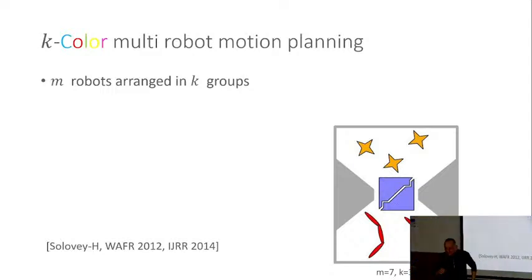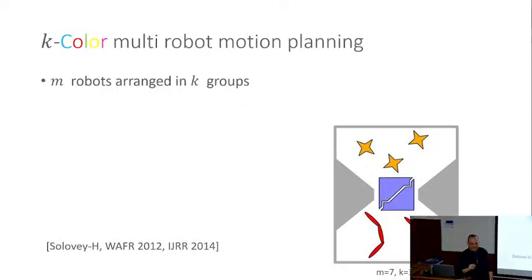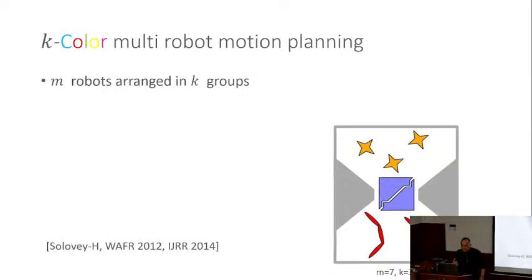So let me explain a very simple problem where we gain deeper understanding. I need to define what is K-color multi-robot motion planning. I have many robots, M robots, but they are arranged in K groups. And within each group, the robots are identical. In fact, indistinguishable. Here you have a room with 7 robots arranged in 3 groups. What do I mean indistinguishable? Suppose I tell you I want these 3 stars to be here below. I don't care which star goes to which target. So there is some freedom here.